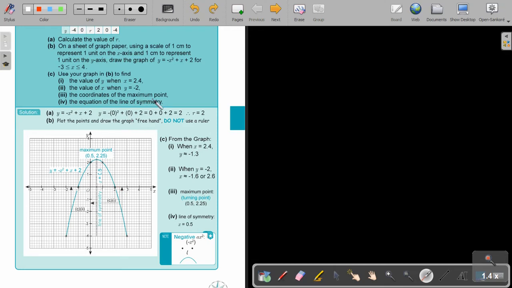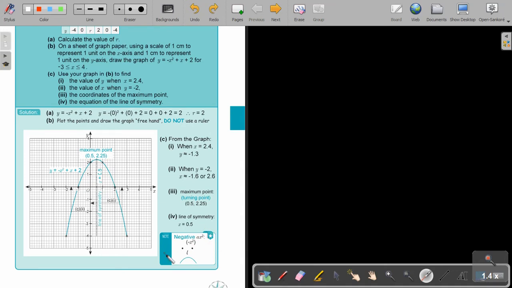And then the coordinate of the maximum point, there is my maximum point. So what will it be? It will be the x value and the y value. So just write it down. The x value first, 0.5, the y value 2.25. And then the equation of the line of symmetry. It's the line exactly in the middle, dividing this graph into two equal parts, and that equation will be x, because it's cutting the x-axis, equals 0.5.